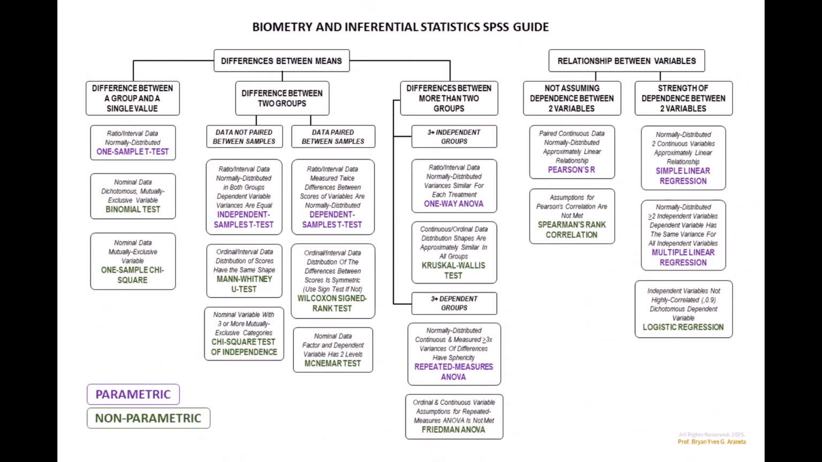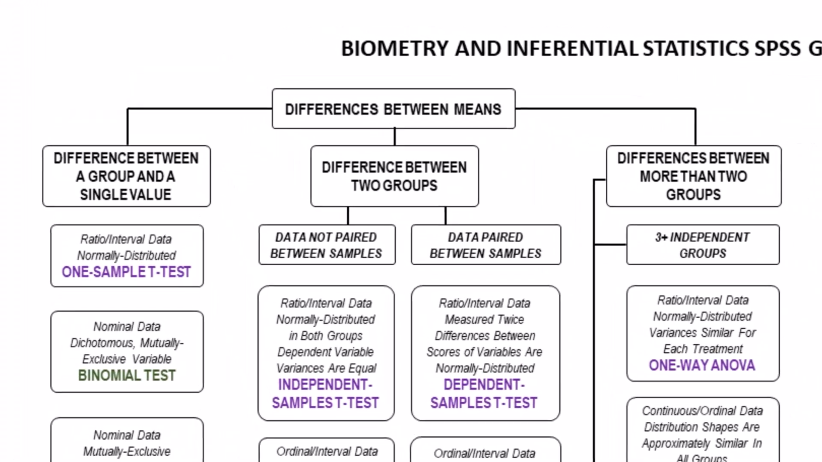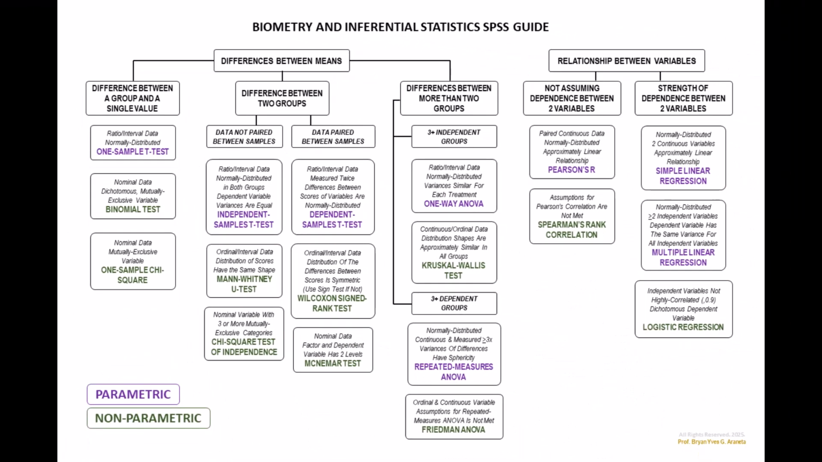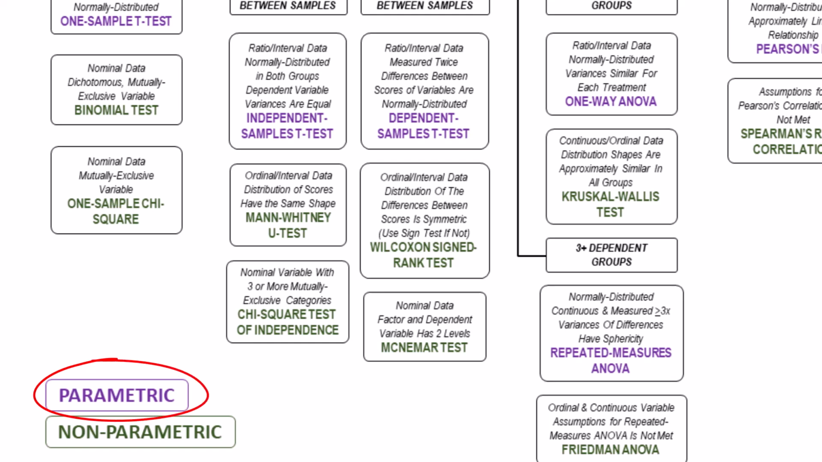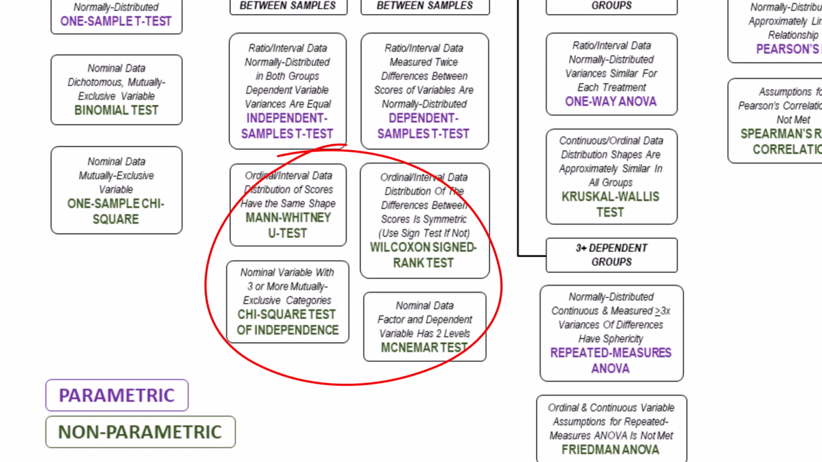Hi guys, I'll start this SPSS tutorial series with problems that involve finding differences between means. As you can see, I'm using this guide that I already uploaded on our group page. So expect that in the entire tutorial series, I will refer to this guide. And of course, we will perform statistical analysis on all the tools included here. Also, take note that parametric tools are highlighted here in violet, while the non-parametric tools are highlighted in green.